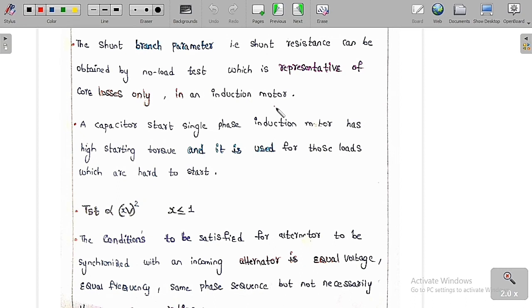The open circuit test in a transformer is equal to the no load test in an induction motor. Similarly, the short circuit test in a transformer is equal to the blocked rotor test in the induction machine. So, with the help of the no load test on the induction machine, we are going to find the center branch parameter, especially the RC value. The shunt resistance can be obtained by the no load test, which is the representative of the core losses only in an induction motor.